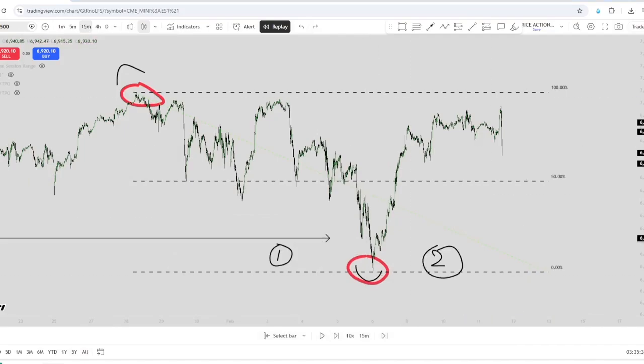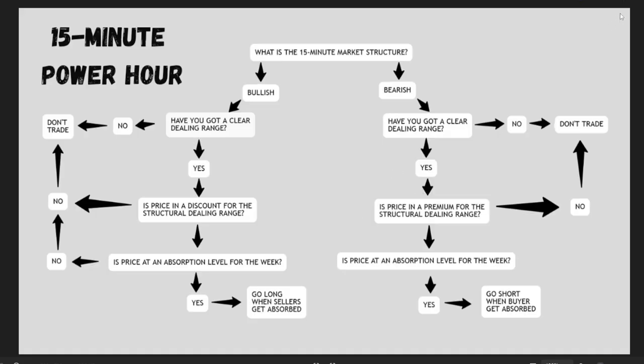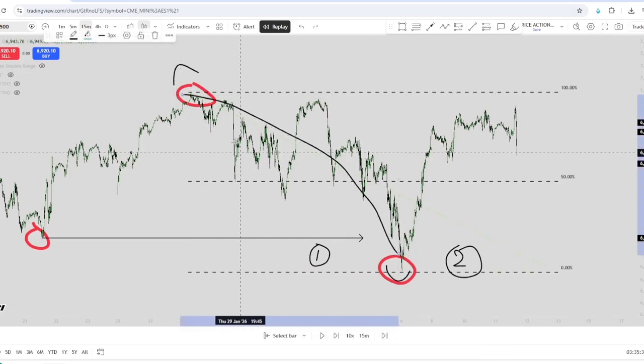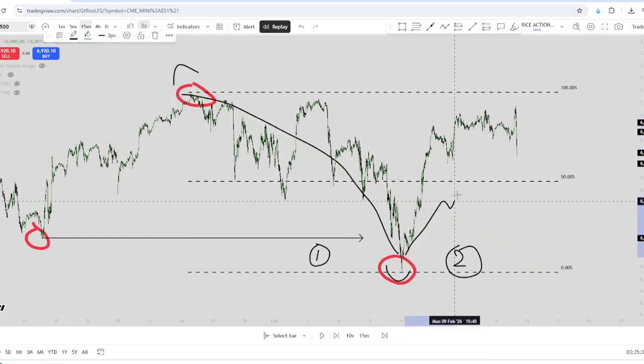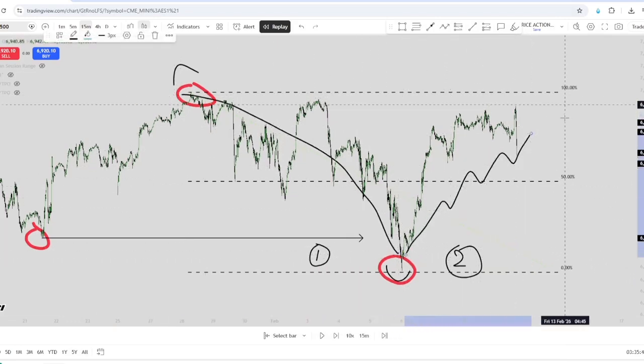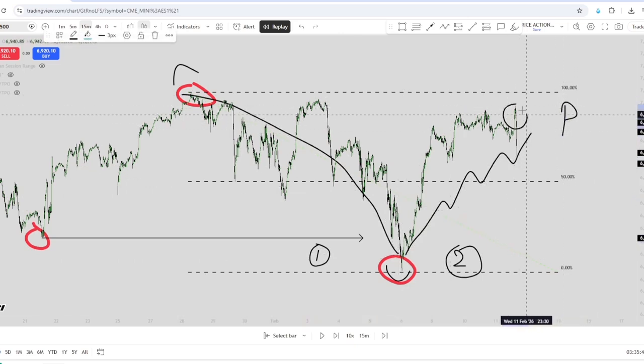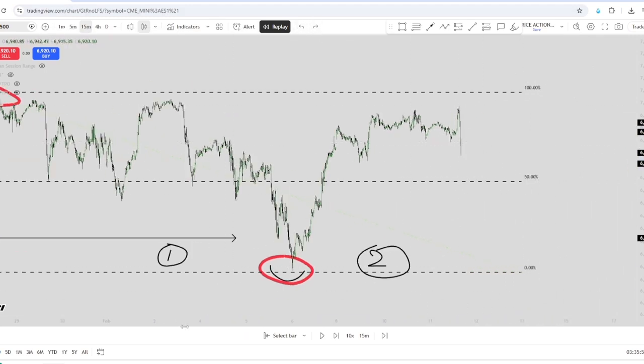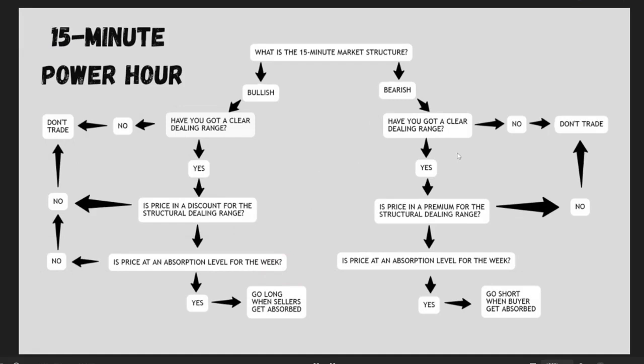Now, number 3, or step 3, was: is price in a premium? What we can see here is price giving us structure high, structure low, and we've eventually retested back into the premium, which is above the 50% area. When we're above the 50% area, what this represents to us is that we're in a premium. This is the narrative that you want to be building.